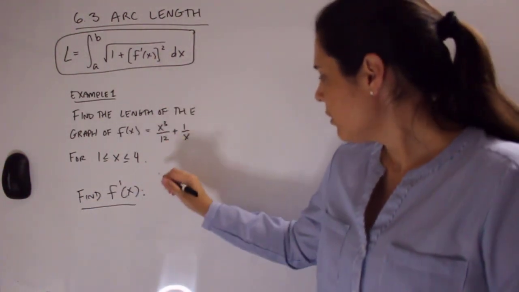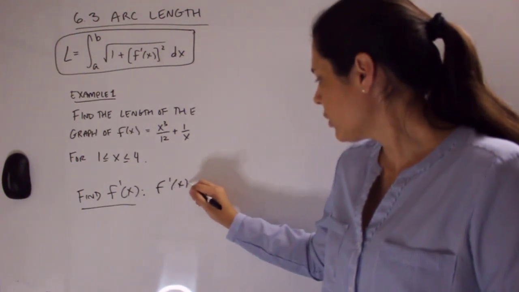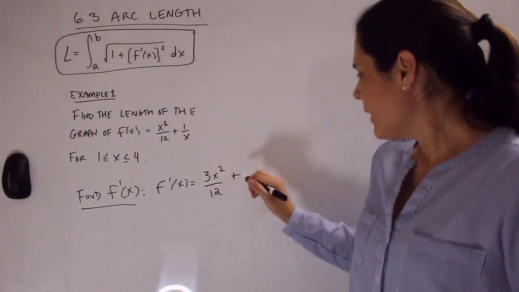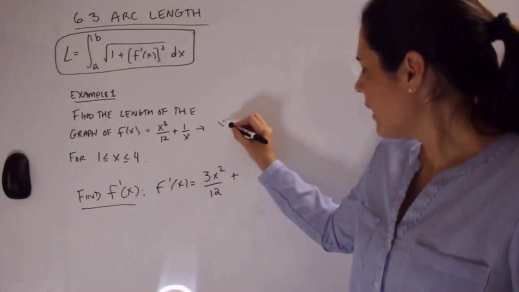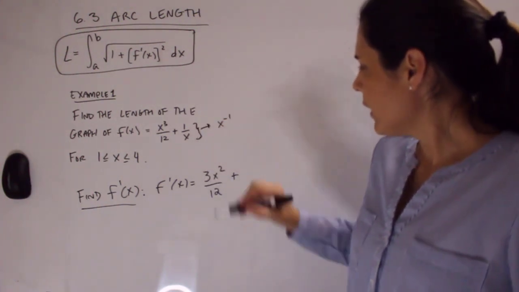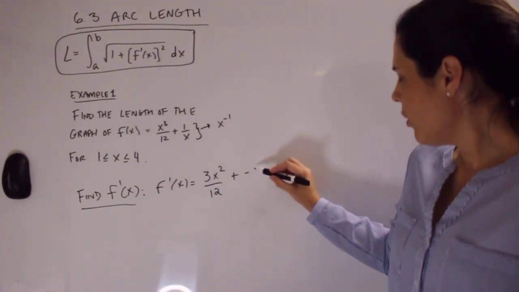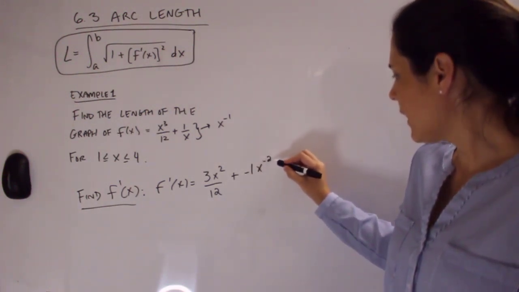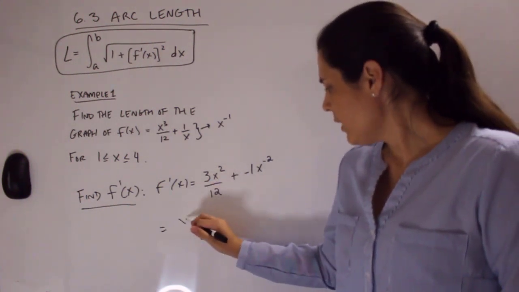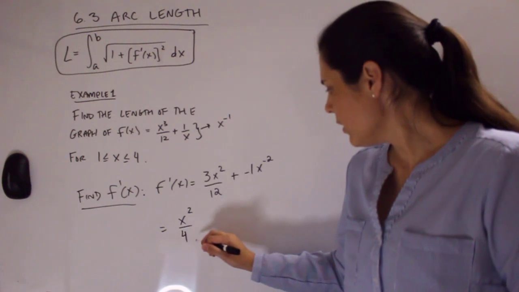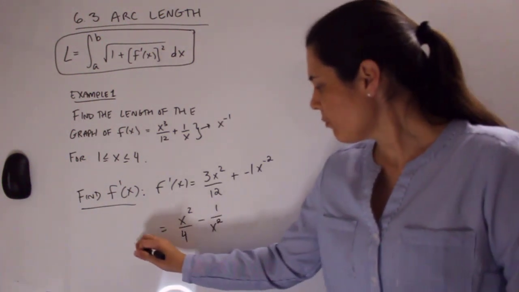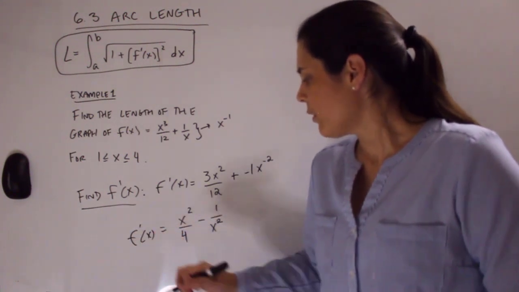For this function, it's a straightforward derivative. For f prime of x, we're just going to use the power rule: 3x squared over 12. And then this term, let's rewrite it as x to the negative 1, to make it a little bit more clear. So this is negative 1 times x to the negative 2. And then we'll make this look a little bit better. The 3 and the 12 can simplify. This is x squared over 4 minus 1 over x squared. Okay, so that is our derivative.